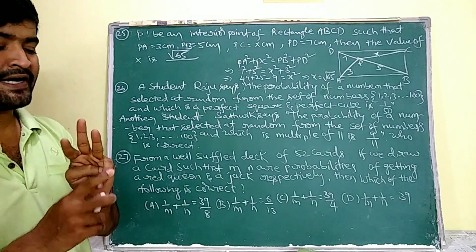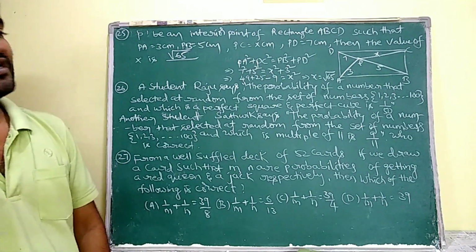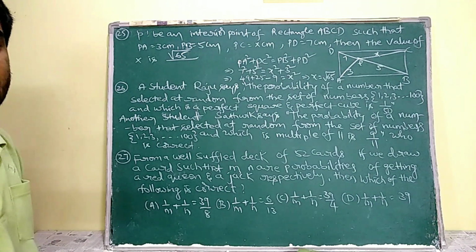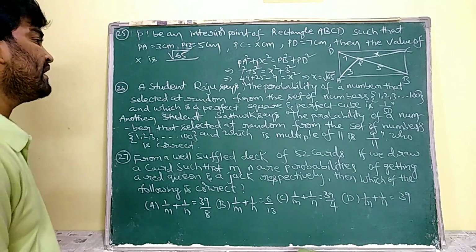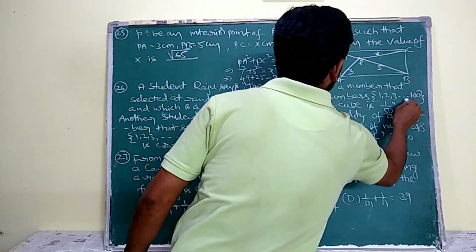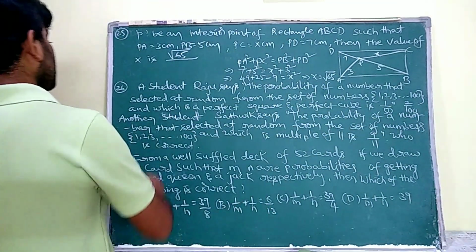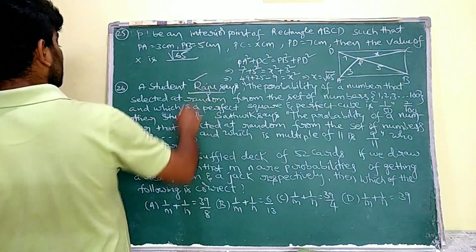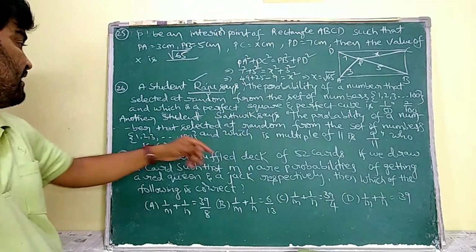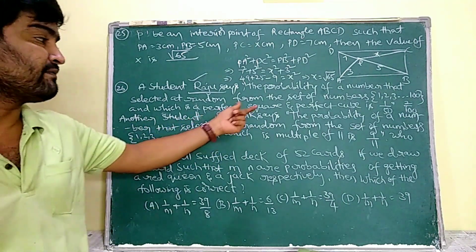We have to see, 1 and 64. That means two numbers from 1 to 100 are both perfect squares and perfect cubes. So the probability is 2 by 100, which is nothing but 1 by 50. Yes, Raju is correct.